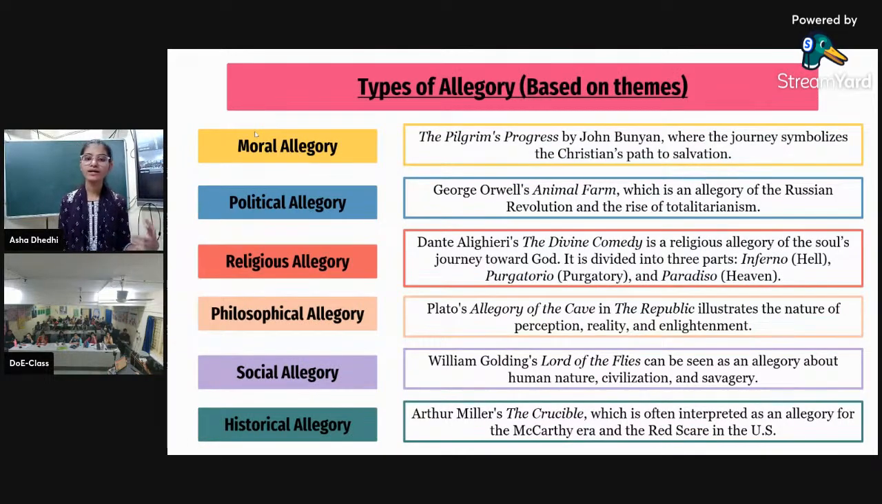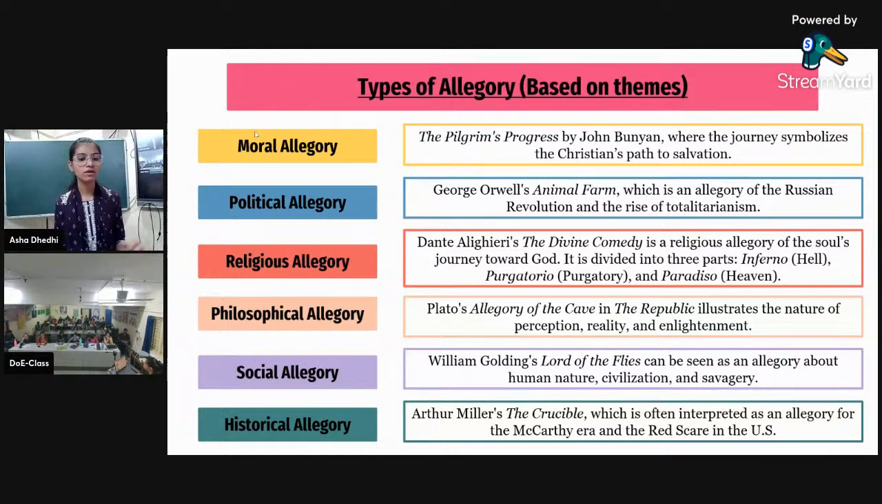Now there are other types of allegory as well, based on what kinds of themes the stories are representing. So moral allegory can be A Pilgrim's Progress by John Bunyan, in which they give a journey to salvation, right? They are using certain biblical themes as well as providing certain moral lessons at the end of the story.